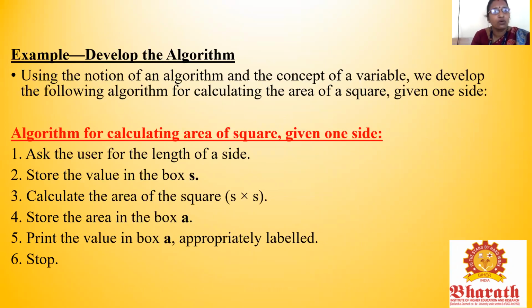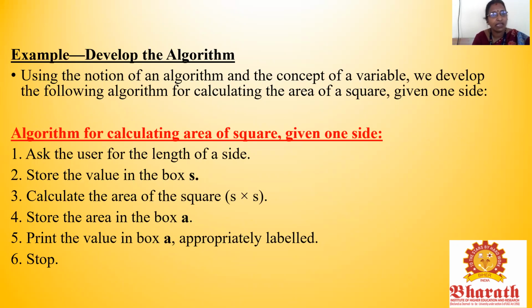Let us develop an algorithm. Using the notion of the algorithm and the concept of the variable, we develop the following algorithm for calculating the area of the square when given one side value. The name of the algorithm is calculating the area of the square when the user is given one side value. Ask the user for the length of the side.